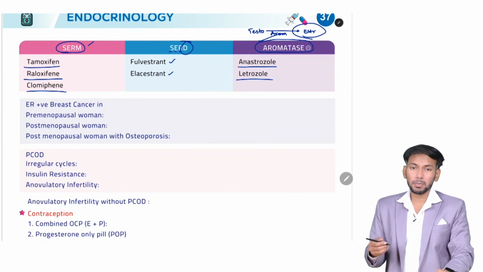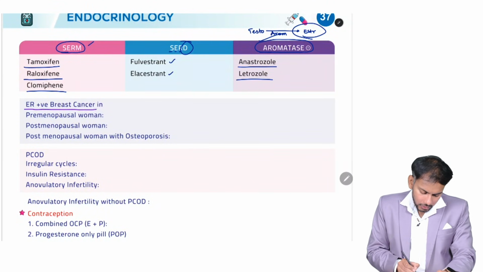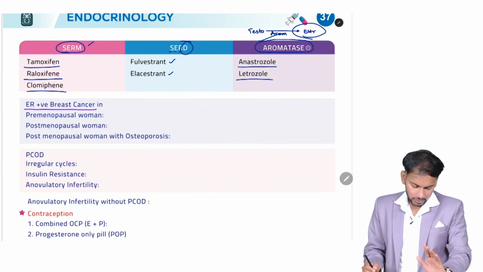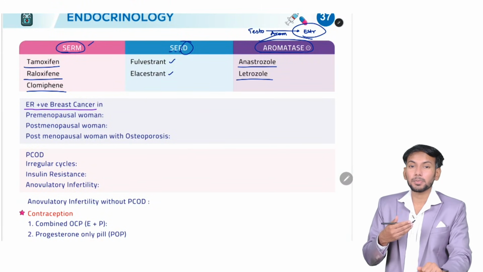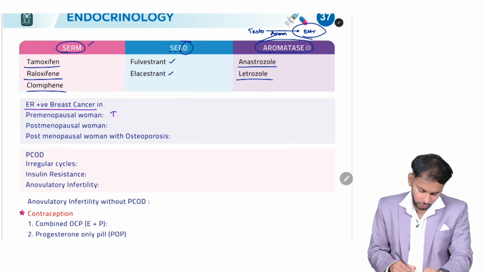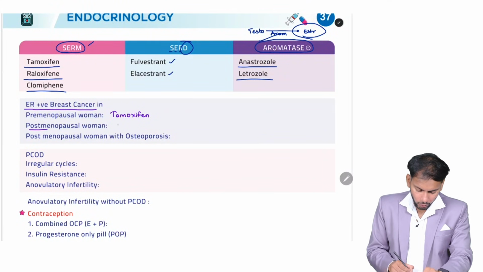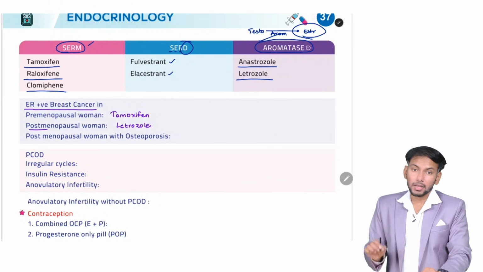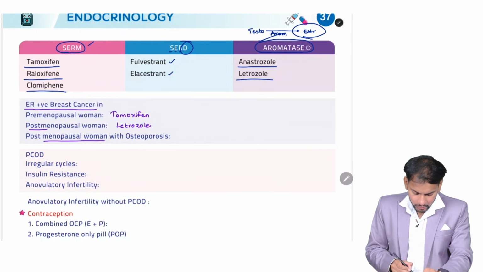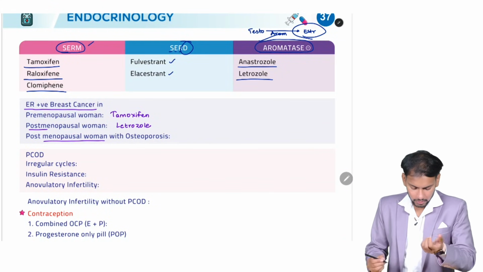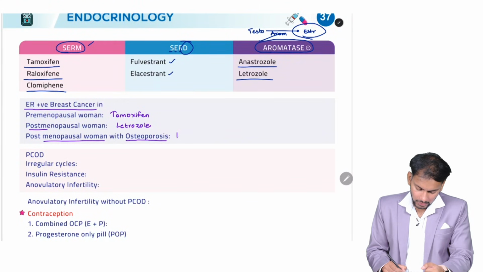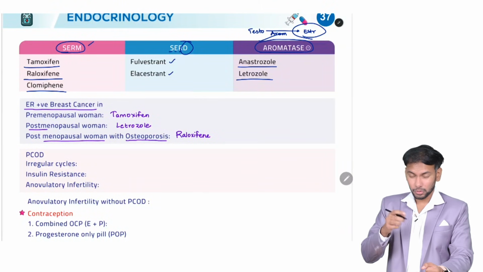We will see. If a woman is having ER-positive breast cancer, and if the woman is premenopausal, which drug would you use? Tamoxifen. If the female is postmenopausal, you would use letrozole. Now, suppose the woman is a postmenopausal woman with ER-positive breast cancer and having osteoporosis, that is when you use raloxifene. These are the uses of these tablets.